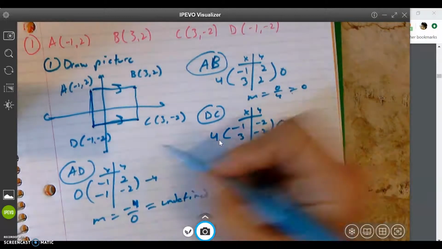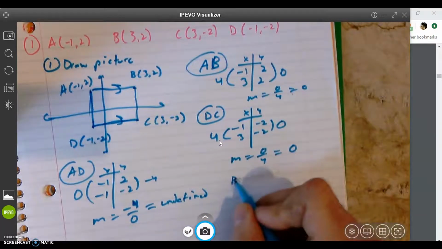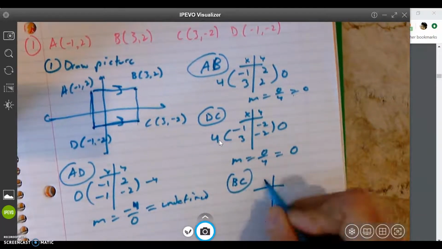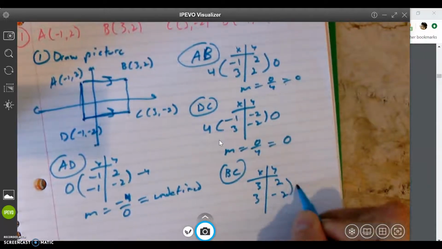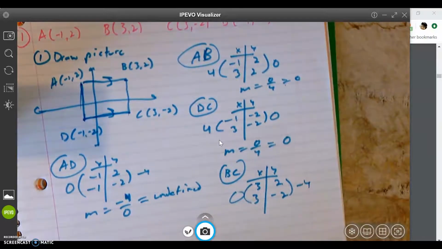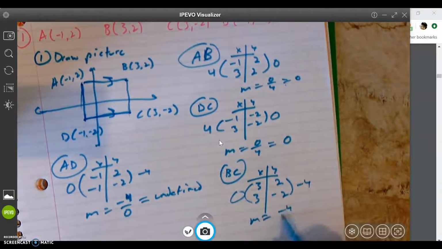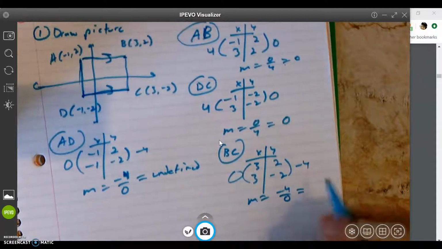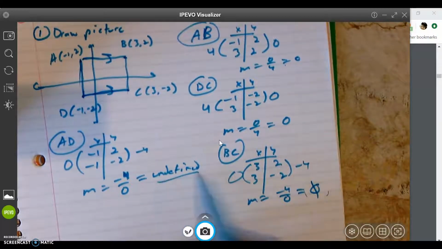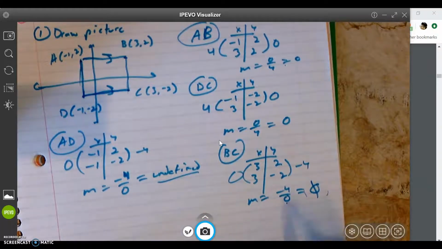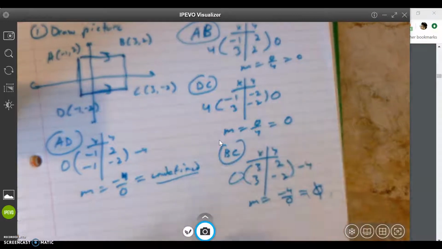So let's see if BC also has undefined slope. So it's 3, 2 and 3, -2, -4 over 0. Yeah, negative change in y over change in x. This is also undefined. That's how you can write undefined also. So this symbol and this mean the same thing. Undefined. Can't do it. Impossible. You can't have something broken into 0 pieces unless you just whoop, make it disappear.